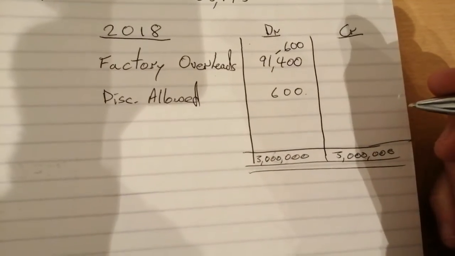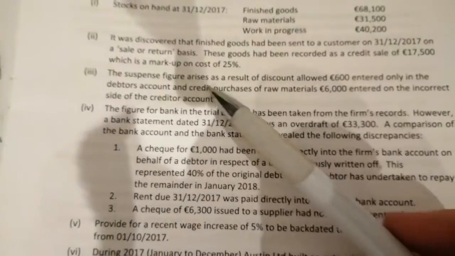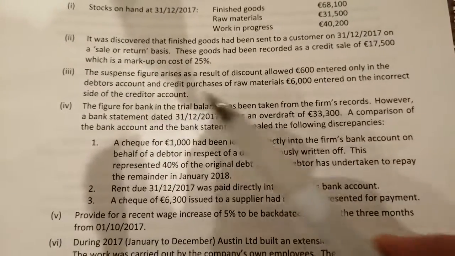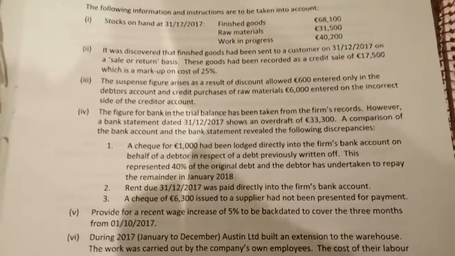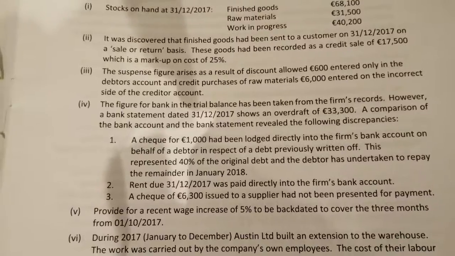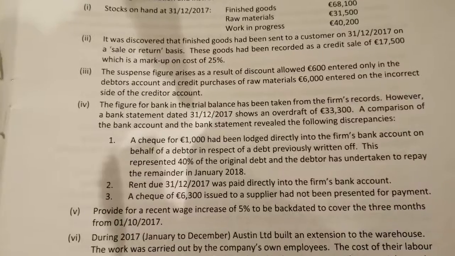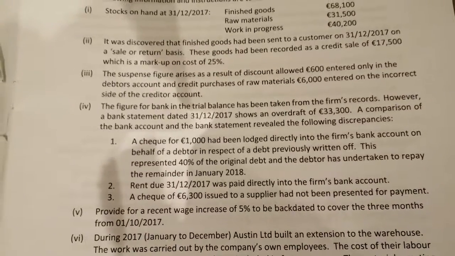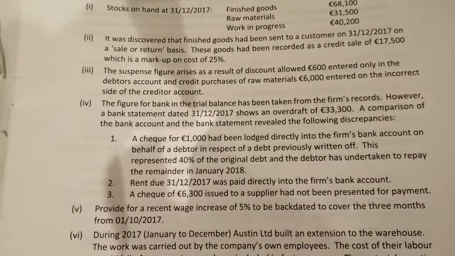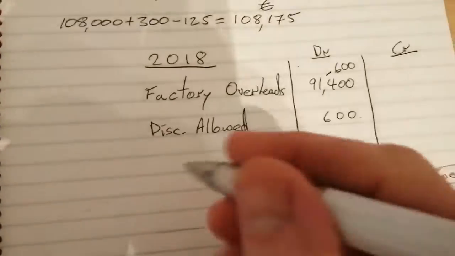Okay, and then the second one, this is where it's a little bit different to any of the ones that we'd done previously. Oh yeah, credit purchases of raw materials, 6,000 entered on the incorrect side of the creditor account. So again, there are two accounts that are affected when there's credit purchases of raw materials. It's going to be the creditor's account, because if you purchase something on credit, the amount of money you owe is going to go up, so your creditors goes up, and your purchases also goes up. So in this case, it was entered on the incorrect side of the creditor's account. We assume the purchases account was okay. So what we need to fix is the creditor's account.